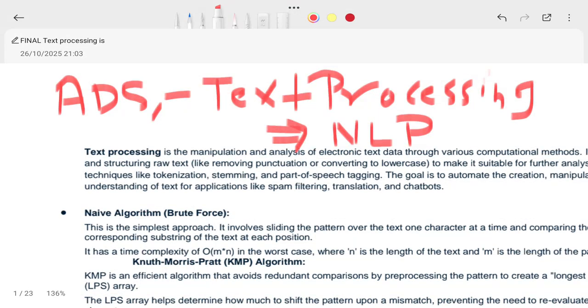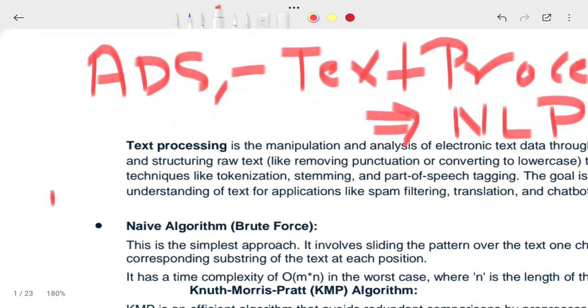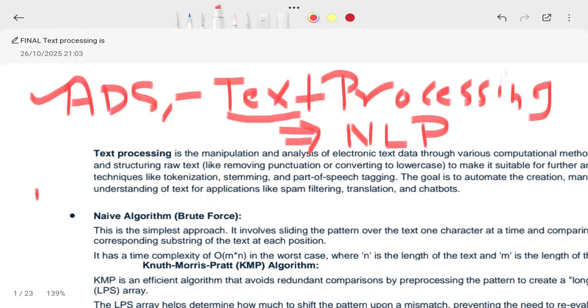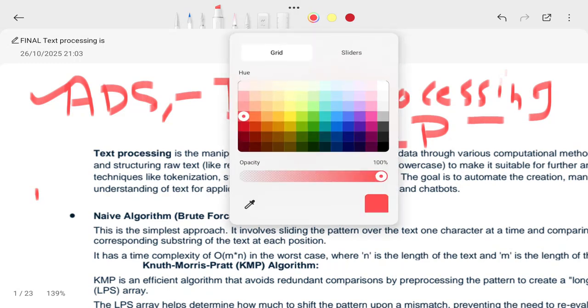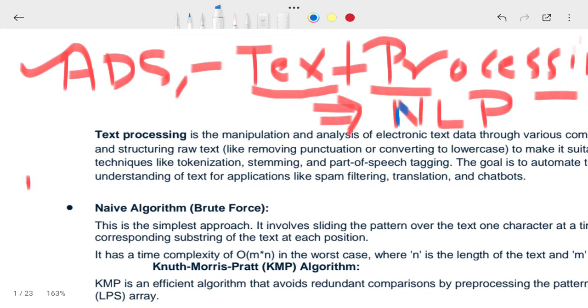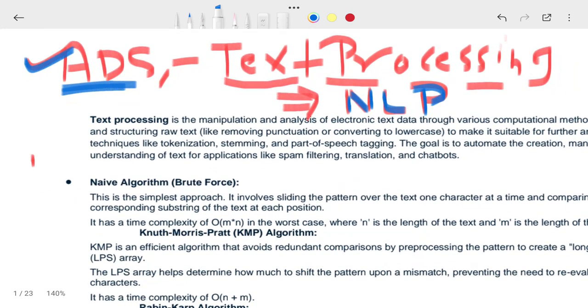Hello students. Today again, this is a very important topic in advanced data structure, and today we are solving some algorithm-based problems on text processing, and also we will try to teach you about natural language processing. I will solve some algorithms for this natural language processing. So with the help of this ADS we got the subject, natural language processing in artificial intelligence.